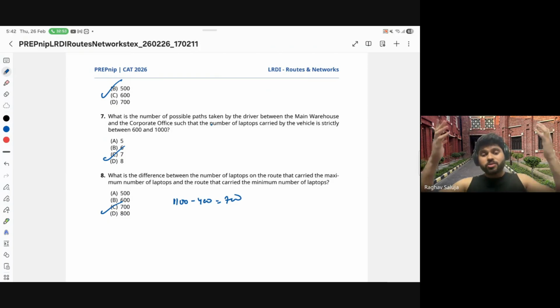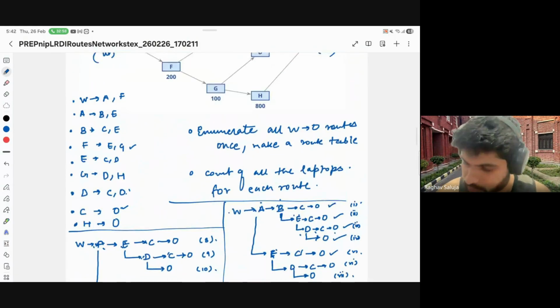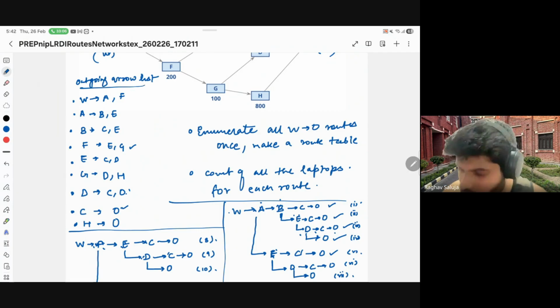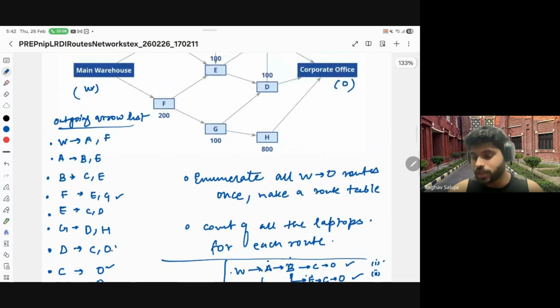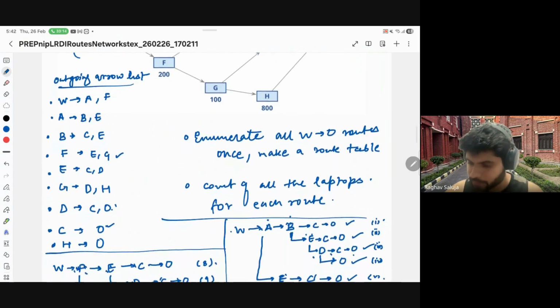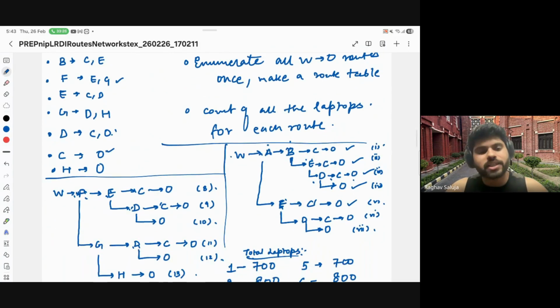How easily were we able to solve once we created two things? First, this outgoing arrow list. सबसे पहले हमने ये आउटगोइंग एरो लिस्ट बना दी कि हम किसी भी जगह से कहां कहां जा सकते हैं. Simple. Then we just used our forward branching method that we learned in the last video, our routes and networks session 1. And simply हमने सारे के सारे paths बना दिए. उसके बाद तो it was just a simple question.